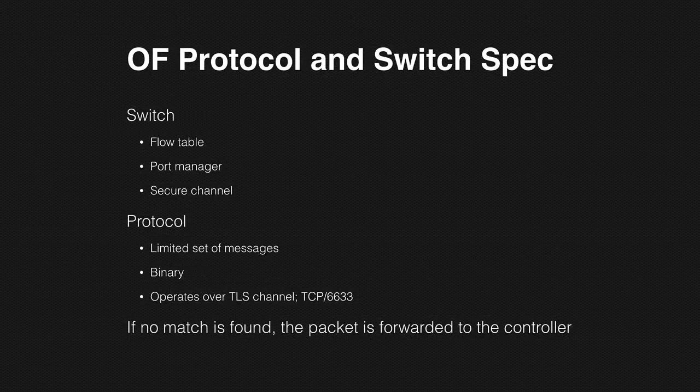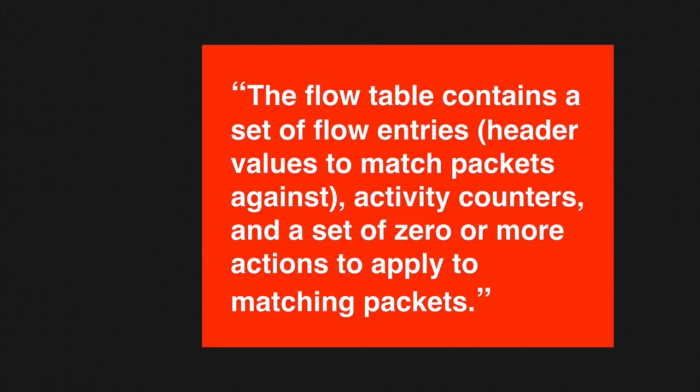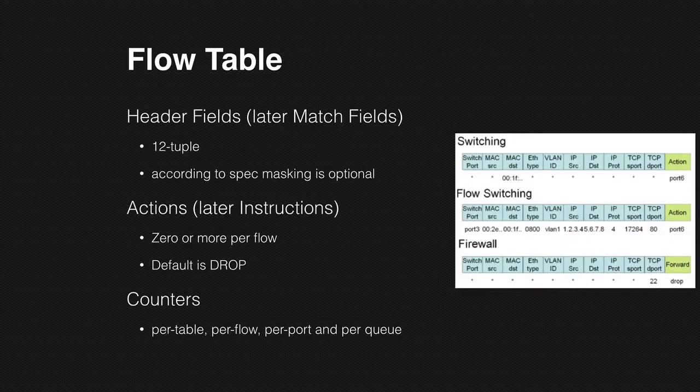Rules themselves are contained in the switch flow table, and the spec defines the flow table as just a table of flow entries which are match and action pairs, where matches are regular ACL style or firewall style entries that try to match the given frame or packet against a fixed set of fields and their entries.